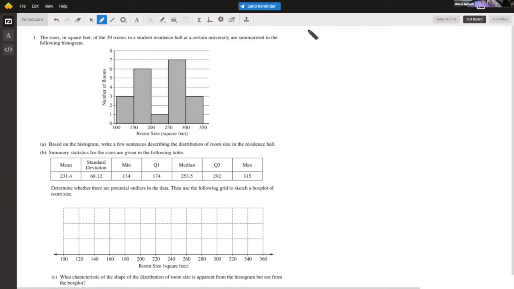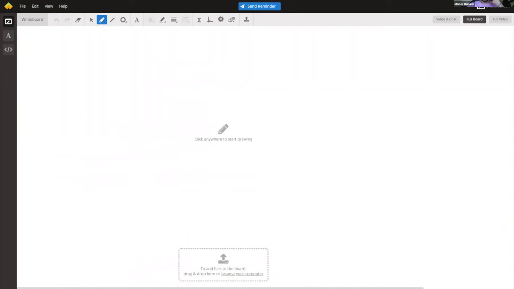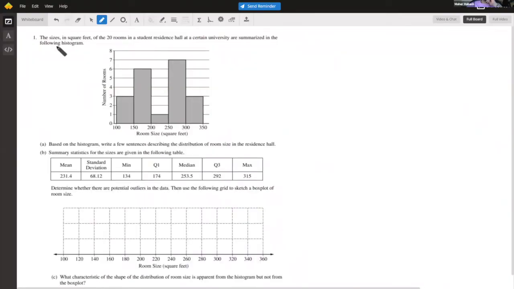So let's go ahead and give this one a shot. I got quite a few listed out, some good ones, and I think we'll start with this guy right here. The sizes in square feet of the 20 rooms in the student residence hall at a university are summarized in the following histogram. Based on the histogram, write a few sentences describing the distribution of room size in the residence hall.